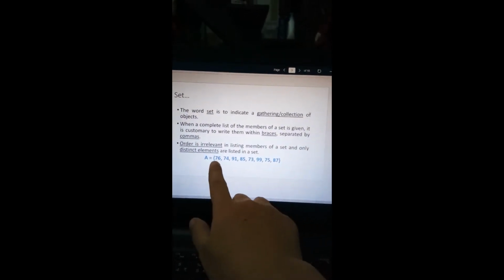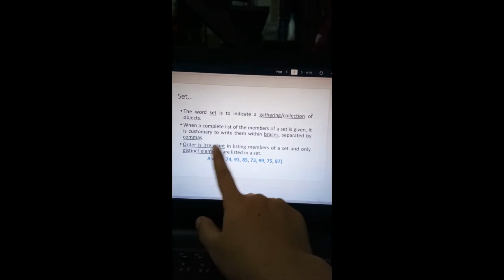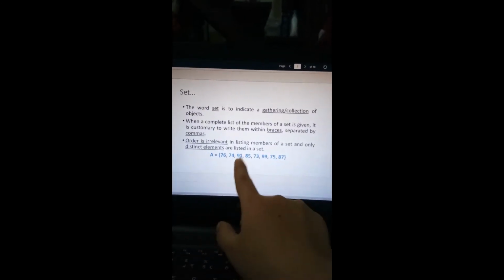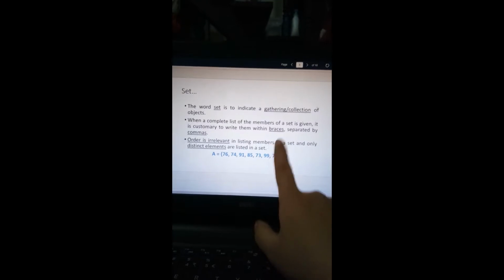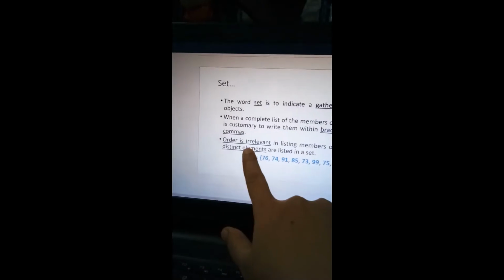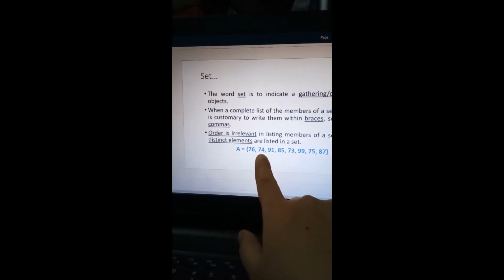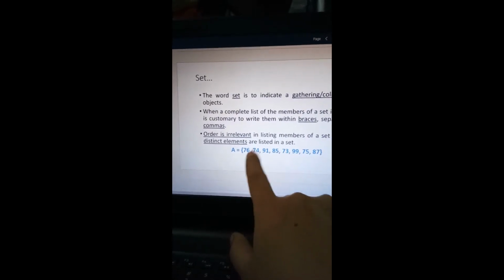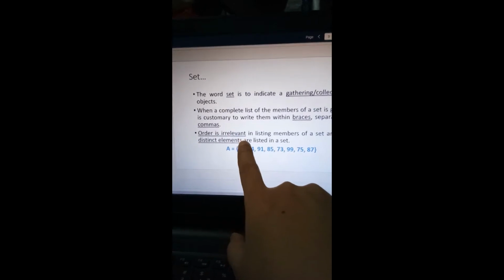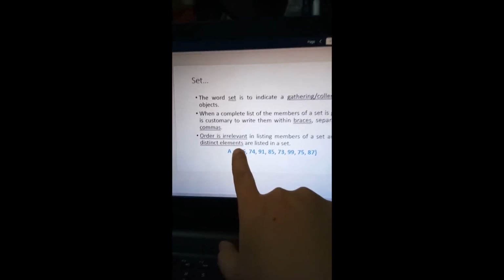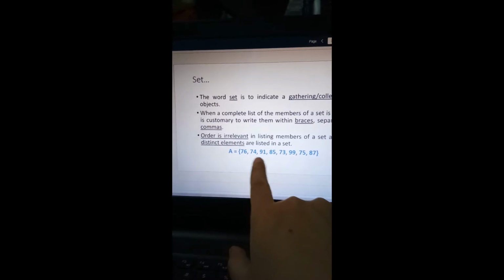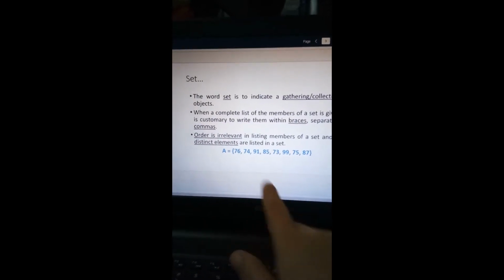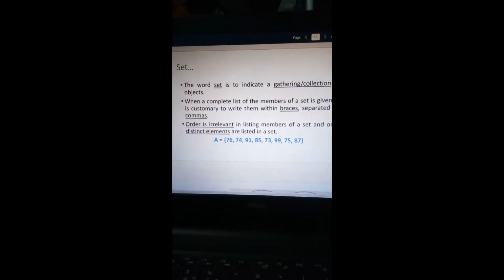And it says there, how are you going to list it? All you have to do is to list your elements. Okay, separate your elements by commas, and then enclose your set using braces. Okay, these are called your braces. Order is irrelevant. Therefore, as you can see, even if 74 is lower than 76, and 76 comes first, it's okay, because the order is irrelevant. And you should always list distinct objects, so there will be no repetition of objects or elements inside your set.